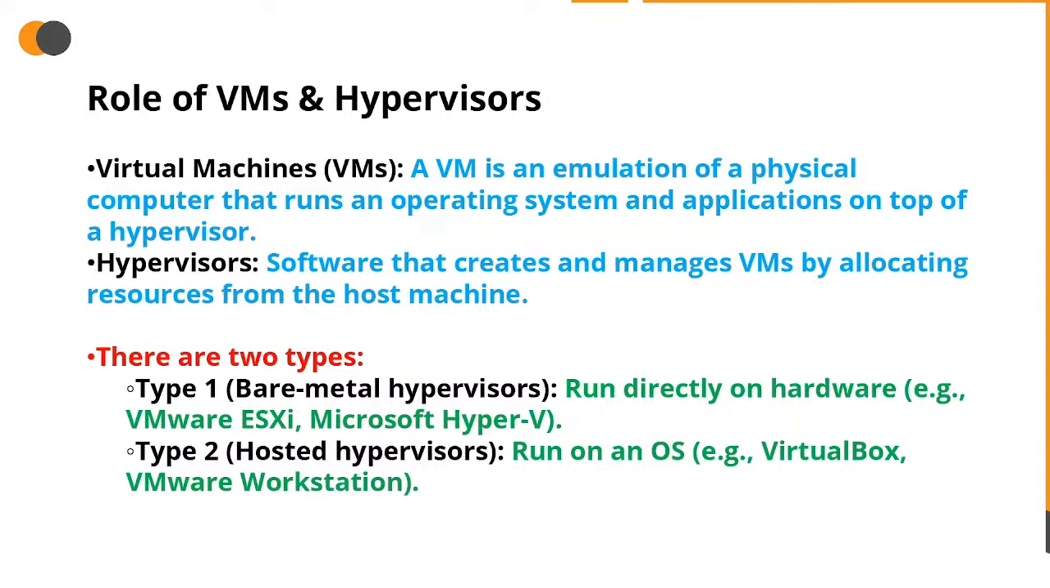So when we talk about the bare metal hypervisor, that is type 1. They run directly on hardware. For example, VMware ESXi and Microsoft Hyper-V. These are in the type 1 category. You can say bare metal hypervisors. And type 2 are hosted hypervisors. They run on an operating system, like VirtualBox or VMware Workstation itself.